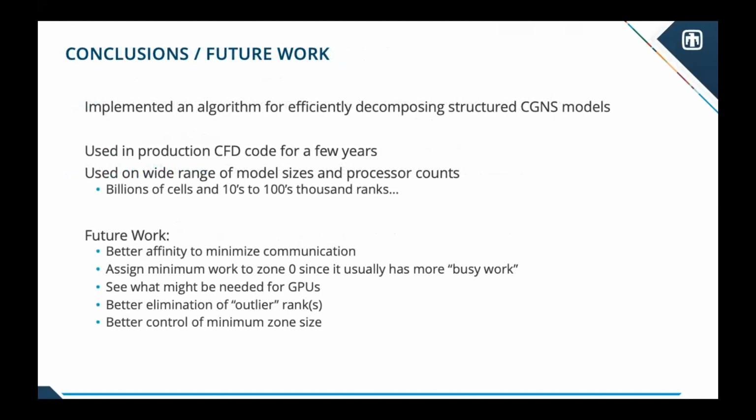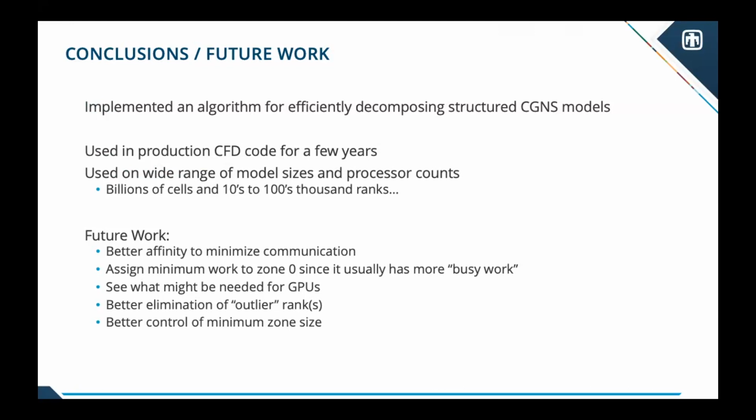So basically, we've got an algorithm that we came up with for efficiently decomposing these structured CGNS models across anywhere from 2 to 100,000 ranks. It's been used in our production CFD codes for several years. It's been used on models with up to billions of cells and, like I say, hundreds of thousands of ranks.